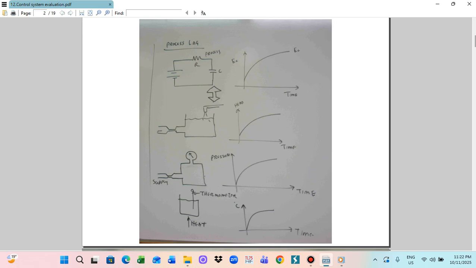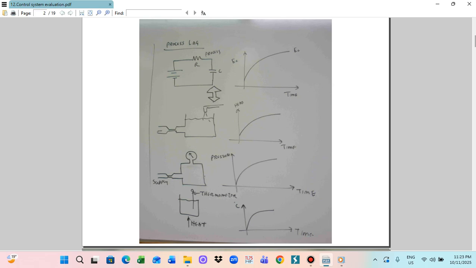When you are filling water into a water tank, the water will go up. When the time is increasing, the water level is also increasing. So this is a similar principle. The electrical capacitor can be compared to this water level. As the water level goes up, the water level will be higher. So this is for the process system.